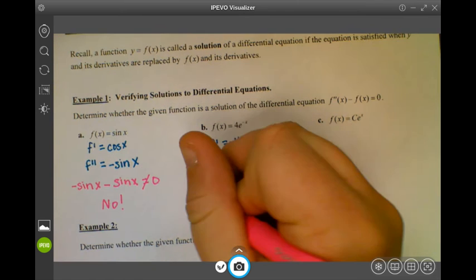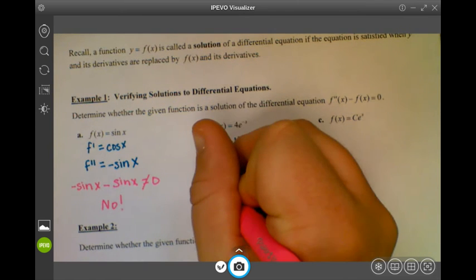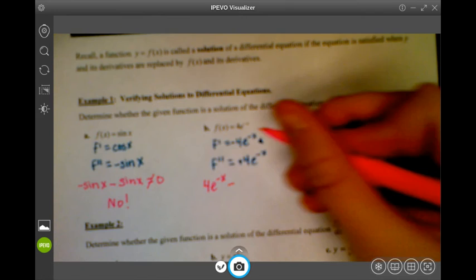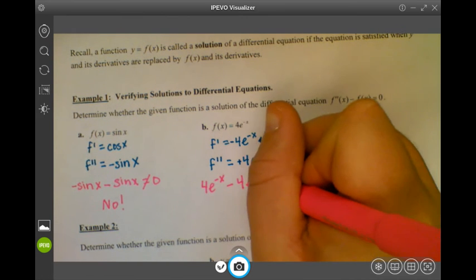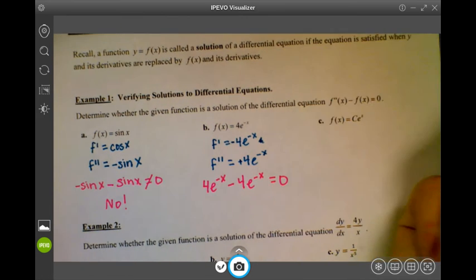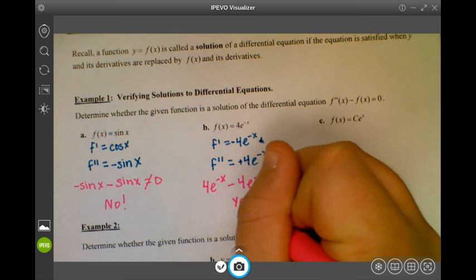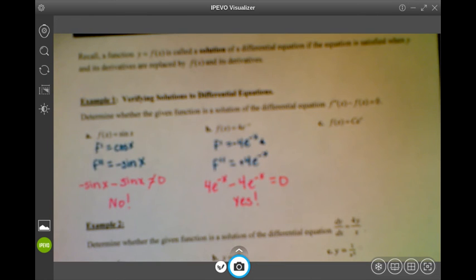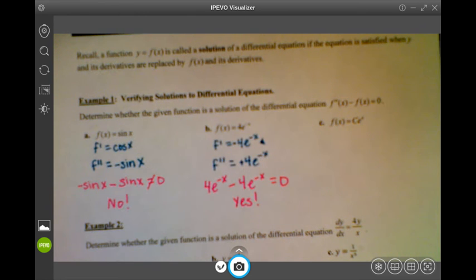So we have 4e to the negative x, our second derivative, minus our original function, 4e to the negative x, and does that equal 0? And the answer here is yes. So this function is a solution to that differential equation.